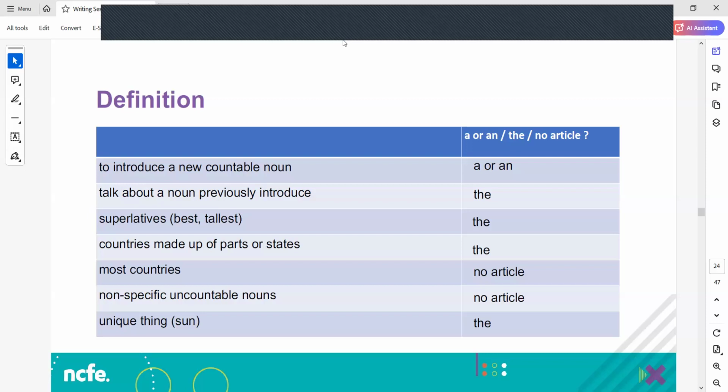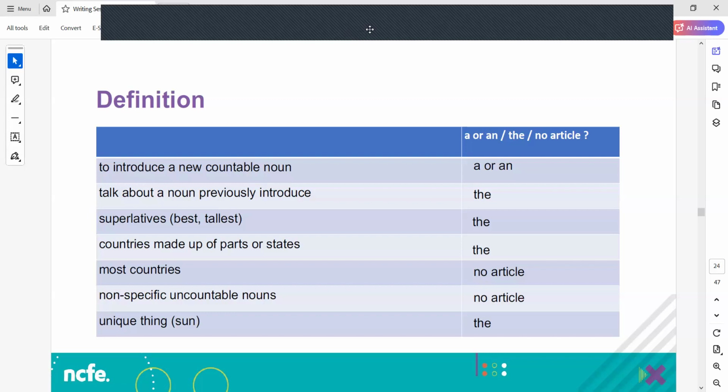So if we're talking about a superlative, the best, the tallest, the worst, the happiest, whatever it is, then we use "the". So the best chair in the room. Countries made up of parts or states, so Philippines, United States, we use "the": the Philippines, the United States.